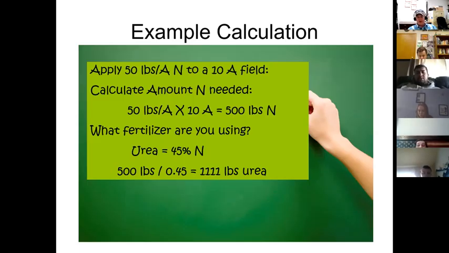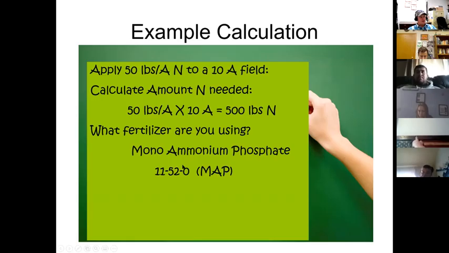Remember, when you're doing this math and you use a product like urea that's 45% N, your application is going to be higher than your recommendation. We have to put on basically twice as much urea because it's half as concentrated. If it was 100% N, then we'd just put on 500 pounds.